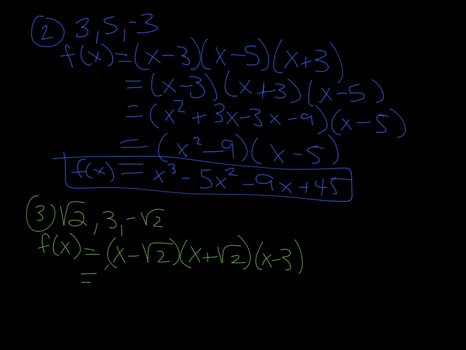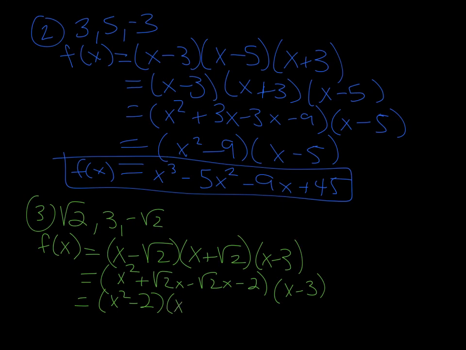And when I do that, I am going to get x squared plus root 2x minus root 2x minus square root of 2 times square root of 2, which is just going to be 2, or you can write it as square root of 4, but then it'll become 2. So actually this problem got really nice because my radical 2's are going to cancel out. So now I just need to simplify it out by foiling. I end up getting x to the third minus 3x squared minus 2x plus 6, and that's my final answer.